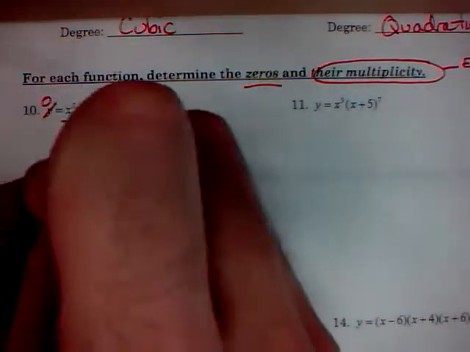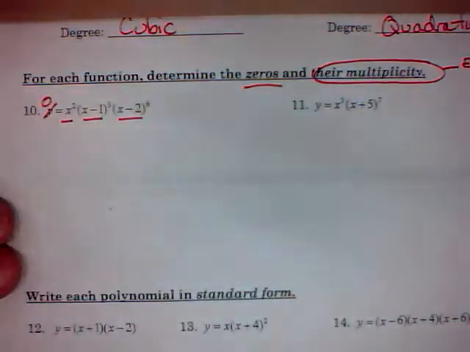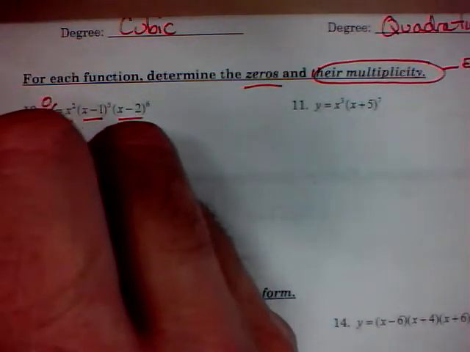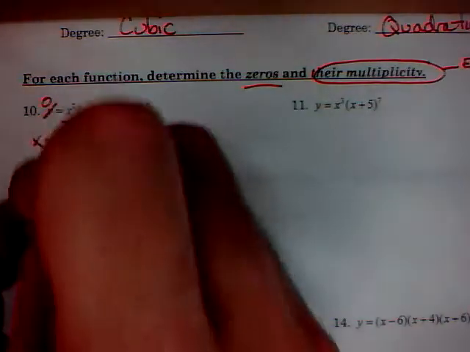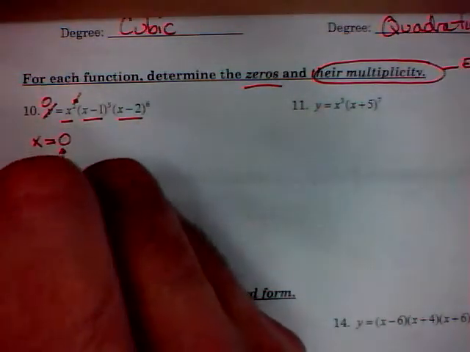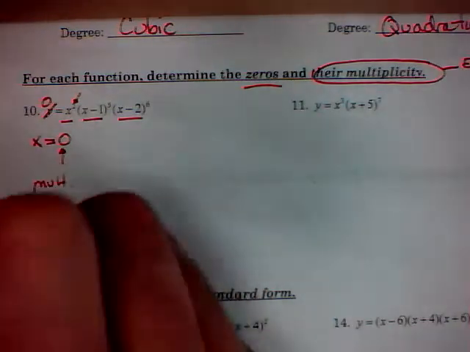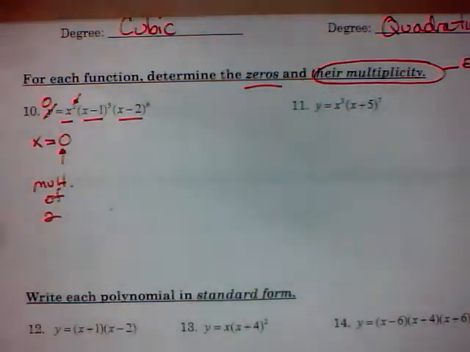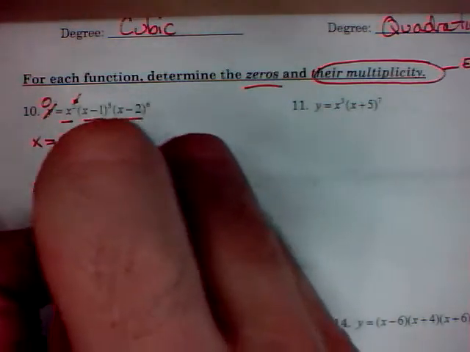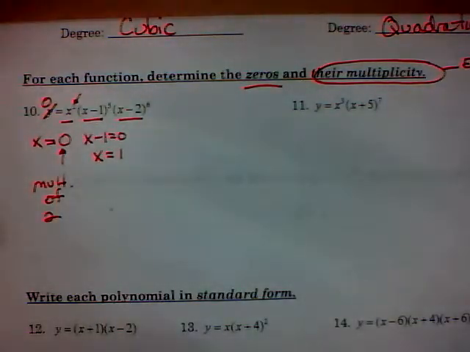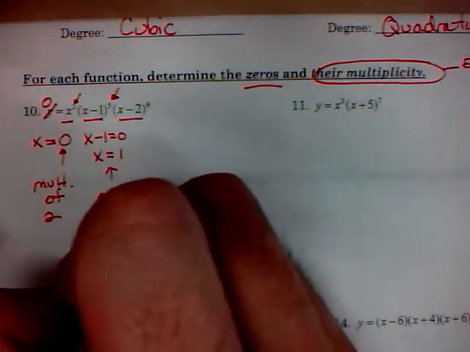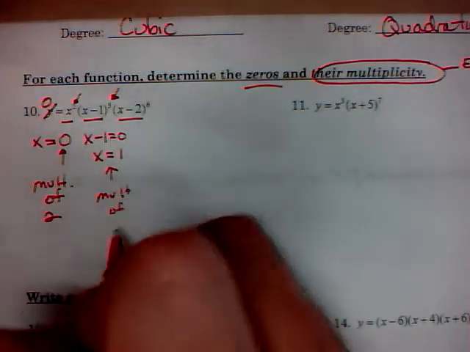So either this is 0, that's 0, or this is 0, and we take them one factor at a time. So x could obviously equal 0. And here, because the power is 2, this has a multiplicity of 2. This factor, you have x minus 1 equals 0, so x would equal 1. And since the power here is 5, this one has a multiplicity of 5.